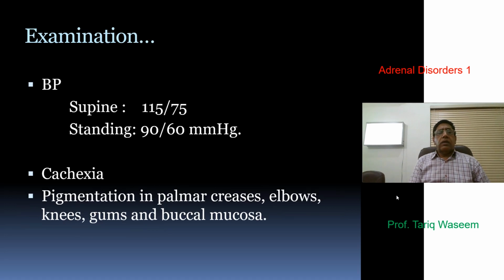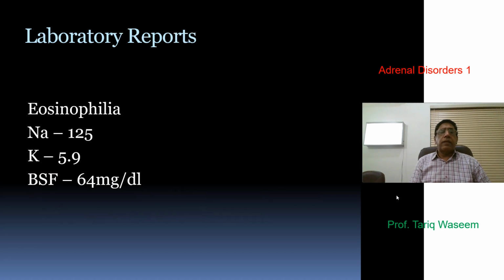Right. So his blood pressure was recorded as 115/75 in a lying position, and in standing position it was 90/60. So there is a postural drop in blood pressure. Patient was markedly thin, lean, or cachectic. He had pigmentation in the palmar creases. He had pigmentation around the elbows, knees, gums, and even the buccal mucosa showed some pigmentation.